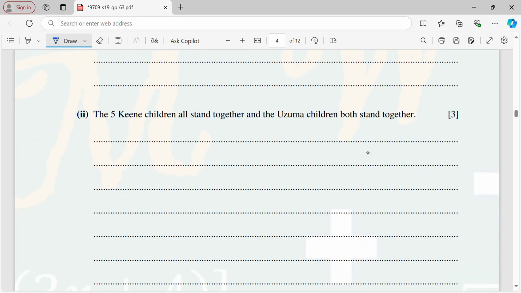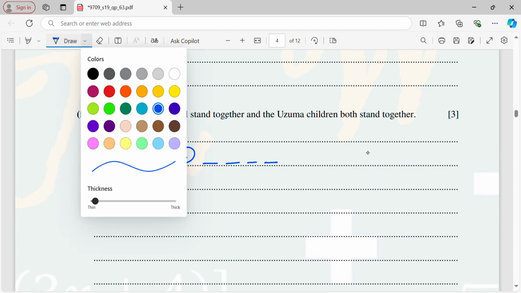Now part 2, the 5 Keen children all stand together and the Uzuma children both stand together. That means there will be 5 here. Okay, there will be 2 here. So remember, total 11 persons. So that means you still have 4, because all these are the children. You still have 4 parents. So now here, there are no special conditions. Whether the 5 children must be placed first or the 2 children must be next, right? So which means now I'm arranging all of them.